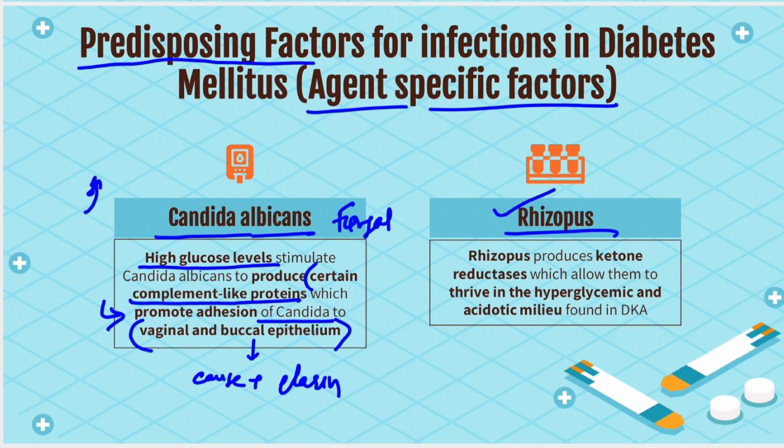The second agent is rhizopus, which is seen to produce an enzyme known as ketone reductase. This enzyme allows it to survive in such a hyperglycemic condition, and also favors it to grow and survive in the acidic environment of diabetic ketoacidosis, and ultimately all this leads to the development of such infection and complications.